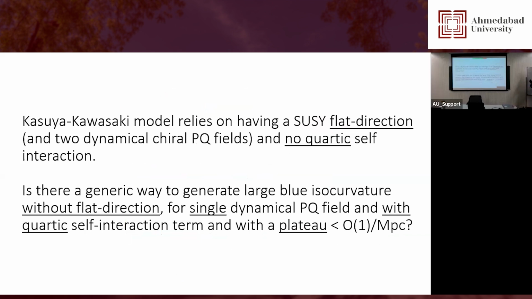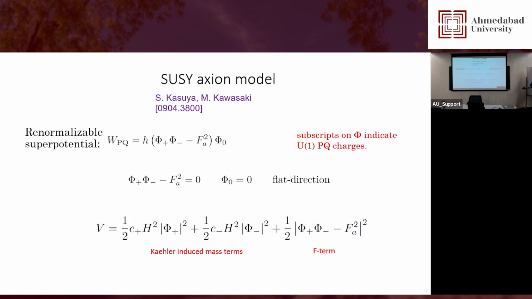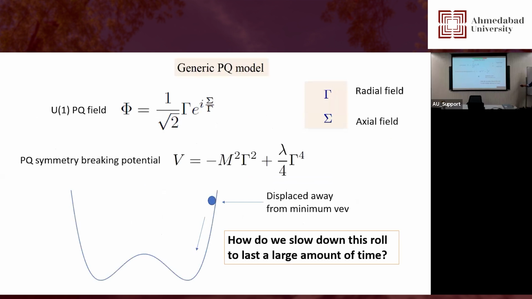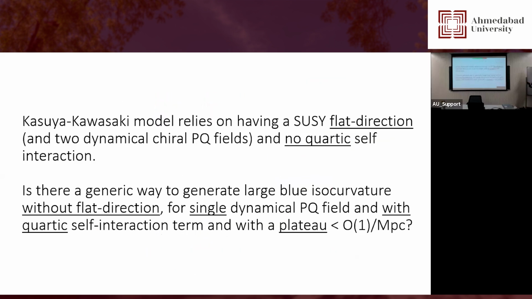How do I generate the blue isocurvature? Very, very different from what Kasuya and Kawasaki do. So Kasuya and Kawasaki require two fields, they require a flat direction, and they require several things in order for this to work. But that is not the generic model. The most generic celebrated model is rather, I would say, this. So how do I generate blue isocurvature here? And the answer actually exists very much in the literature, but from a completely different perspective. And when we started this project, we were trying to look at something else, and we just stumbled upon it.